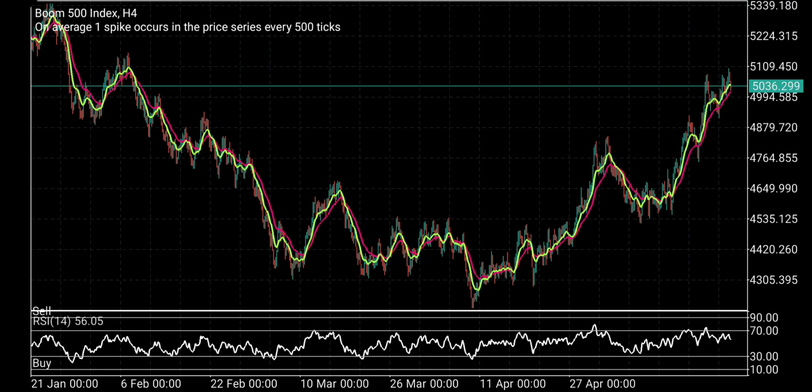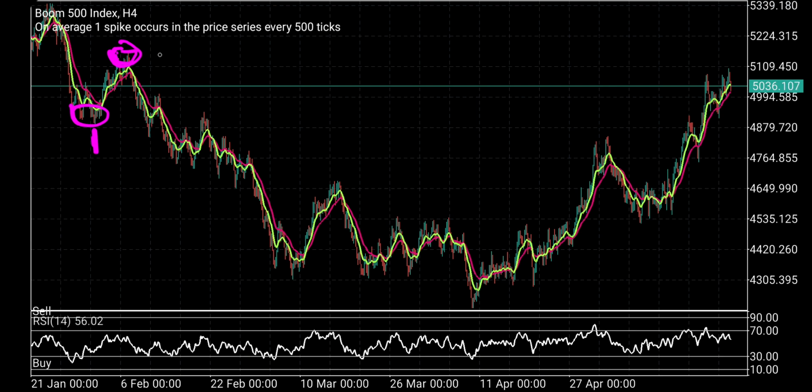resistance level. The last resistance level was around here. This is a support level that it has broken. This support level didn't act as a resistance for it. So this is another resistance level right here. So I hope it gets here and bounces back.